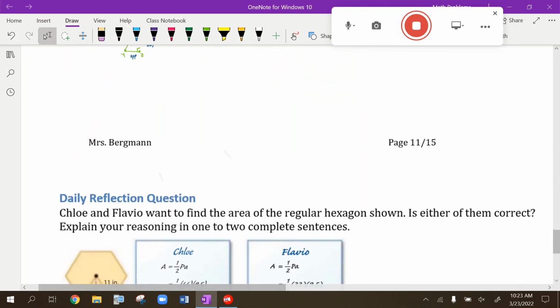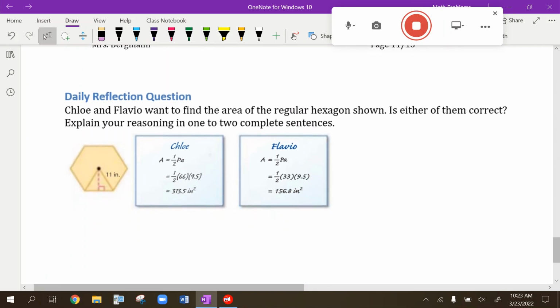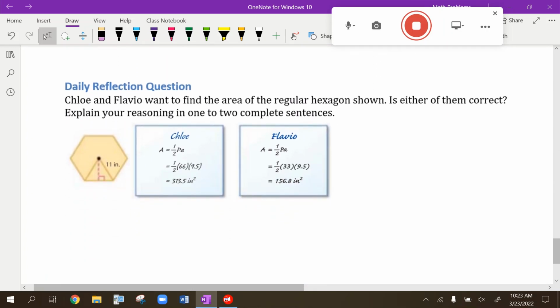Finally, for today, I know these are kind of difficult, but we'll practice them a lot more in class. I want you to try to look at these 2 problems. So we have 2 different people solving for the area of the regular hexagon. I want you to go through and see if their work makes sense, if either of them are correct, or maybe neither of them are correct. Let me know how you would solve this. If they're both incorrect, what's the correct answer? Explain your reasoning in 2 to 3 complete sentences.